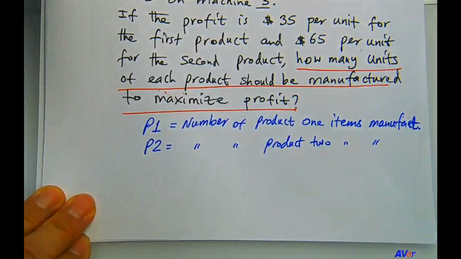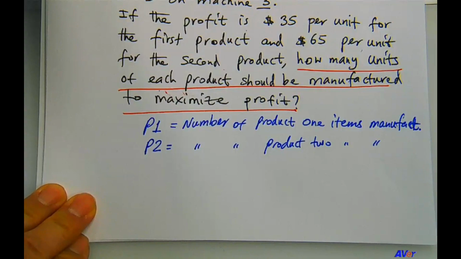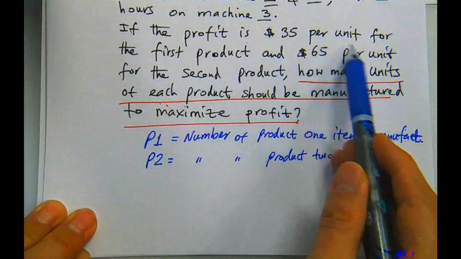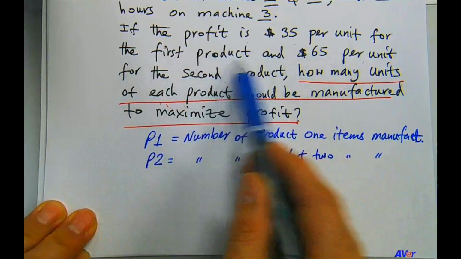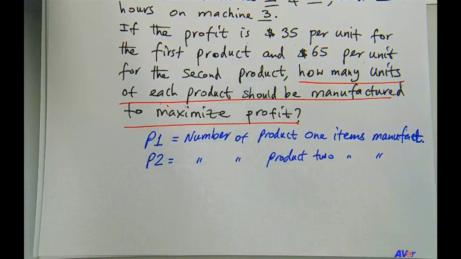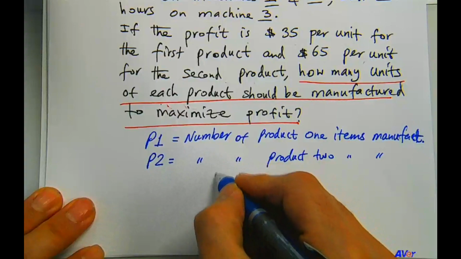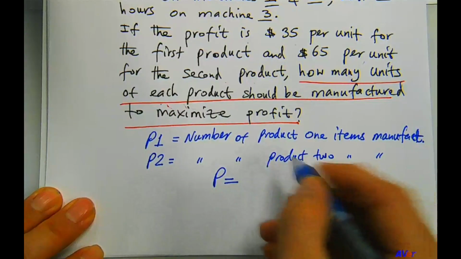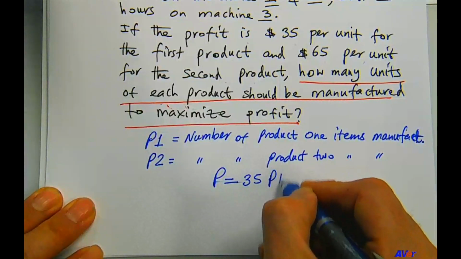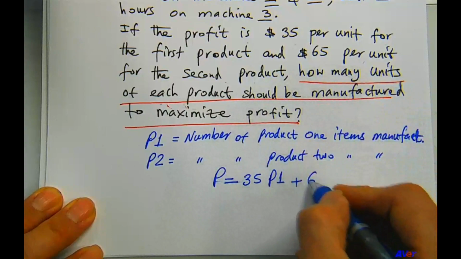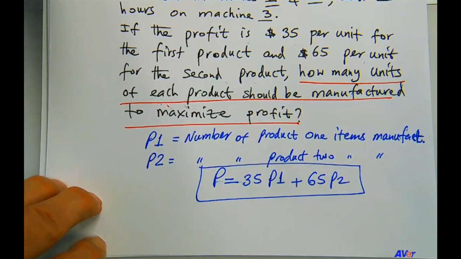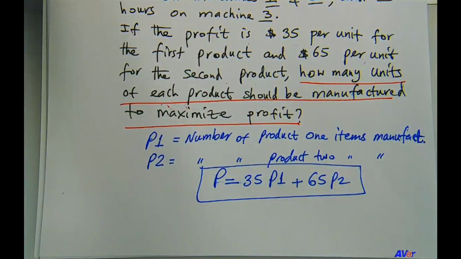Let's do that because it's going to tell us which variables we have to have in the rest of the problem, right? So the profit is $35 per unit for the first product and $65 per unit for the second product. So we can easily use that information to set up the profit function. P would be equal to 35 times P1 plus 65 times P2. This is our objective function. This is the function that we are going to have to maximize.